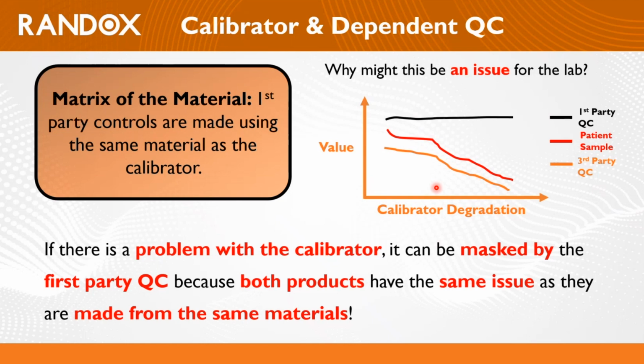Who has a problem? Do you have a problem? No. So, yeah, if two things have the same problem, one can't identify the problem in another. So if there is a problem with the calibrator, it will be masked by the first-party QC as both products are suffering from the same issue, as they are made from the same materials.